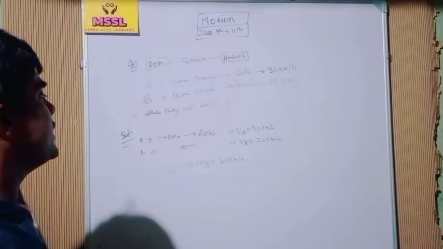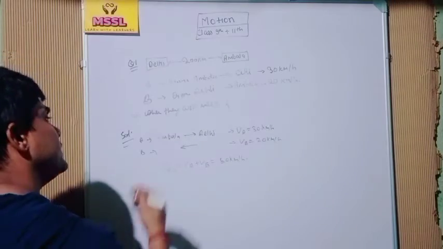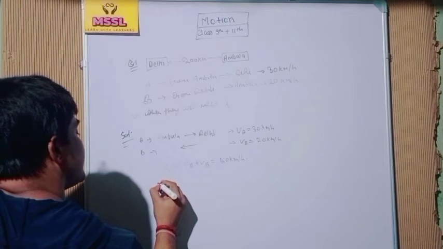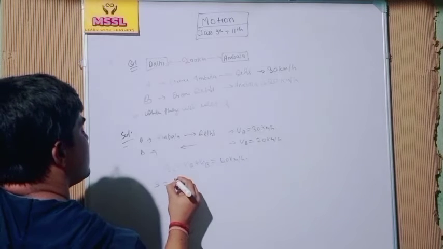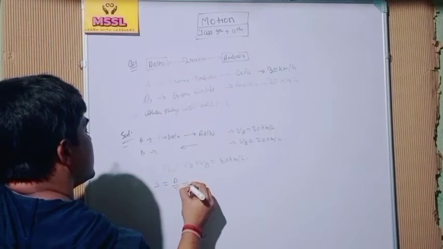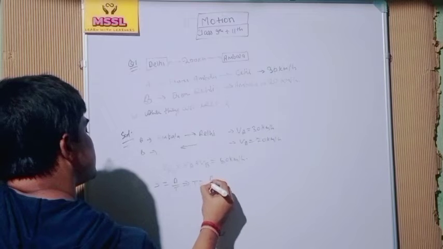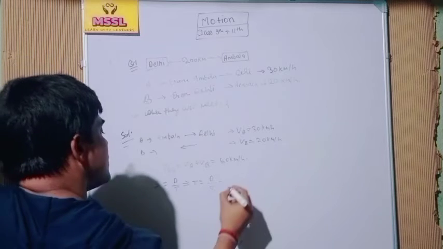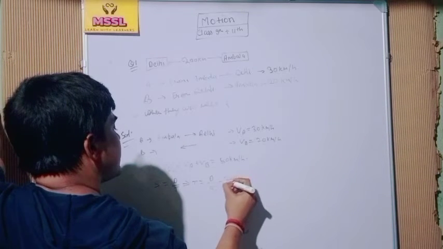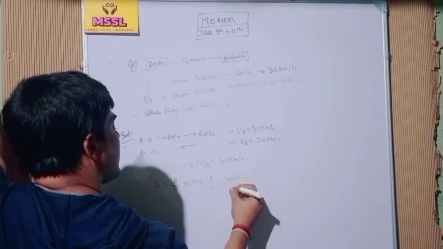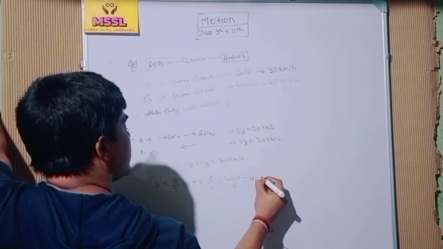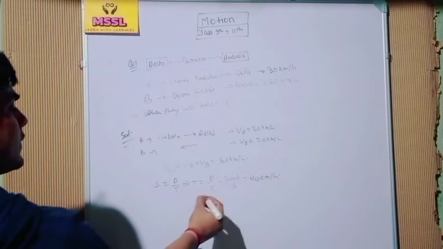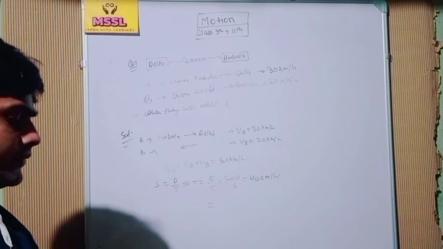Now we need to find the time. As we know, speed is distance upon time, so time is distance upon speed. The distance is 200 kilometers, so 200 kilometers divided by 50, and when we calculate it, we get 4 hours. So this is how we can solve this. Just have a look.